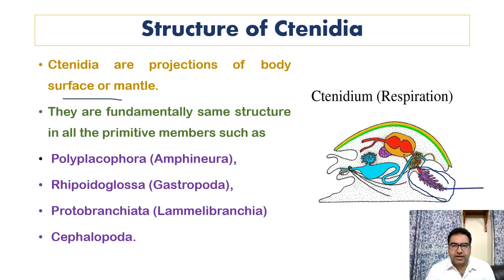So they are fundamentally the same structure as in the primitive members, such as Polyplacophora, Rhipidoglossa. Then we do have the Protobranchiata or the Cephalopoda. They are fundamentally the same structures in all the primitive members. We call Polyplacophora or Amphineura, Rhipidoglossa or Gastropoda, the Protobranchiata or Lamellibranchia, and then we do have the cephalopods.